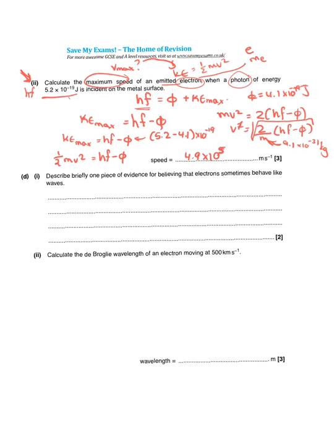Describe briefly one piece of evidence. So I need to describe, not explain, just describe a piece of evidence for believing that electrons sometimes behave like waves. This is talking about the wave-particle duality of electrons, and we know the experiment for that is simply passing electrons through polycrystalline graphite, so electrons fired through polycrystalline graphite.